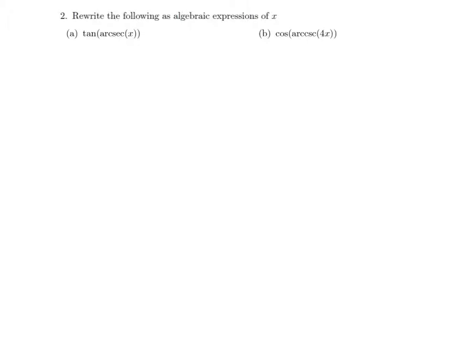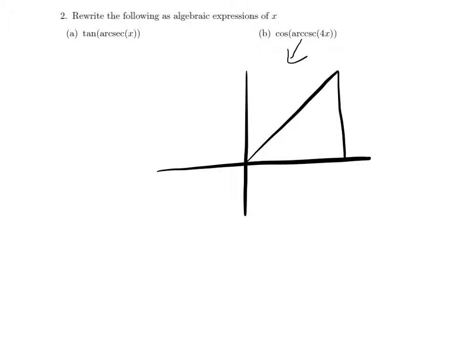Rewriting the following as algebraic expressions of x. Algebraic means no trig functions, just algebra. So if we were to take a look at, doesn't matter, let's look at B, arc cosecant, we would set up a triangle. So theta is arc cosecant of 4x. Sine would be 1 over 4x, so 1 over 4x. That would be sine, and so cosecant would be 4x over 1.